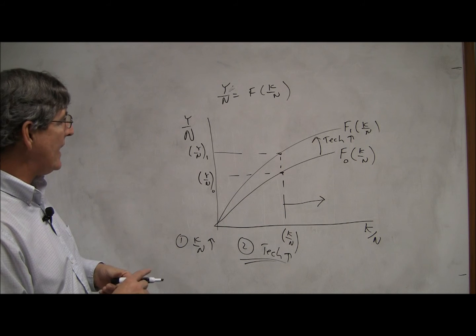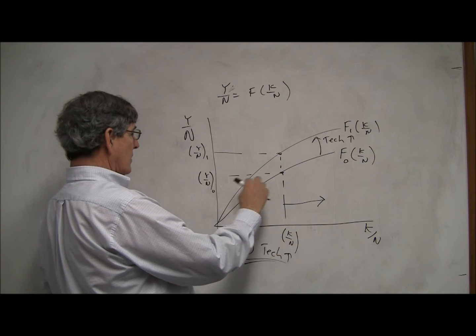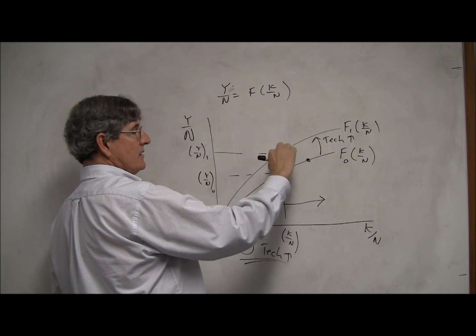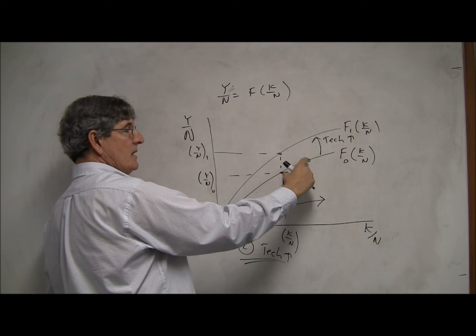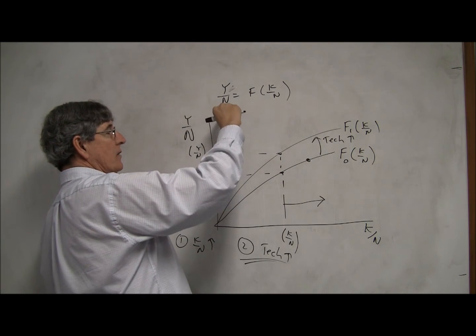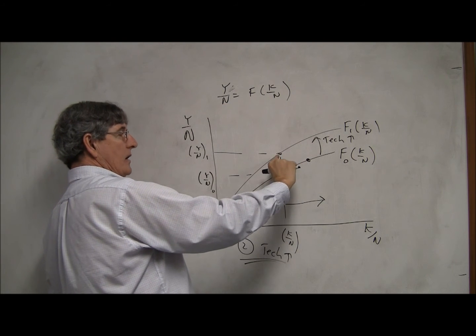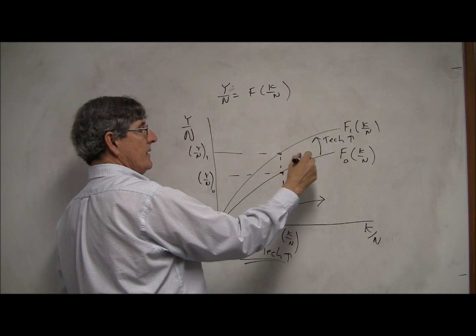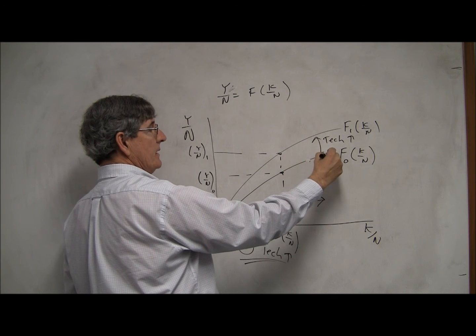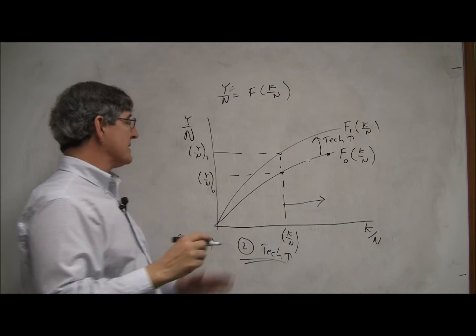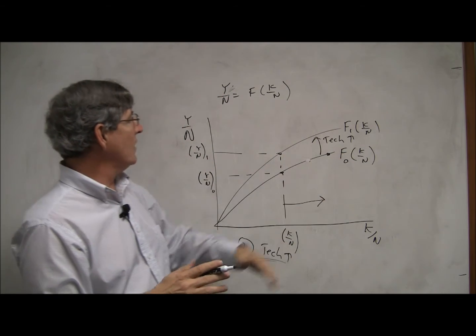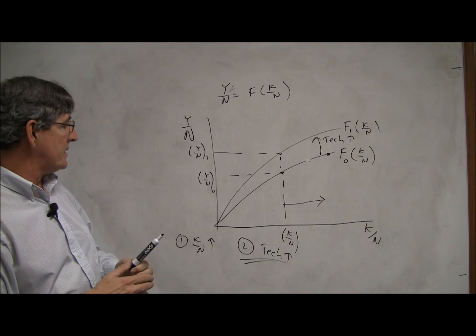But again, there's two ways that you can grow Y over N. One is to move out on an existing production function. It could be on this one, it doesn't matter. That'll cause Y over N to go up. You'll get growth in the standard of living. Or you can have an improvement in technology. And the improvement in technology is probably a much more sustainable way to have economic growth because you don't hit the limits of decreasing returns.